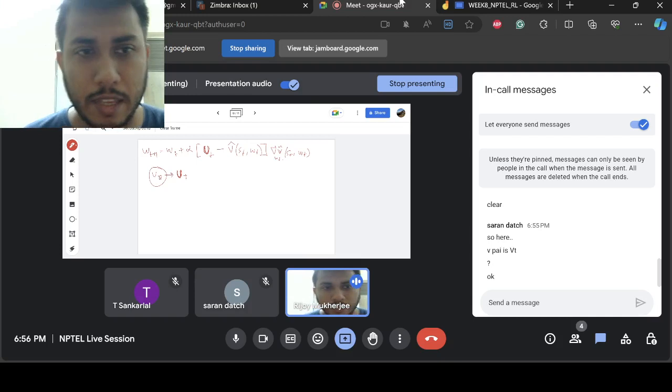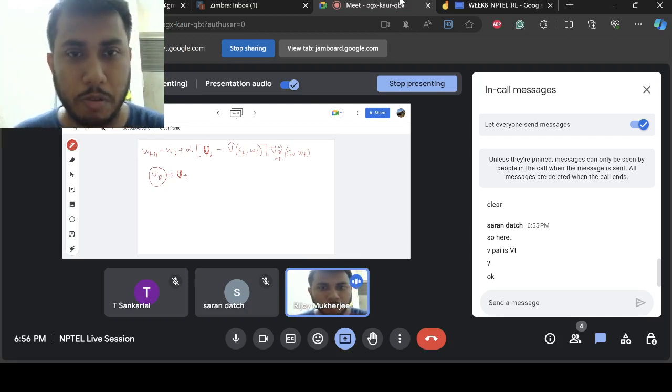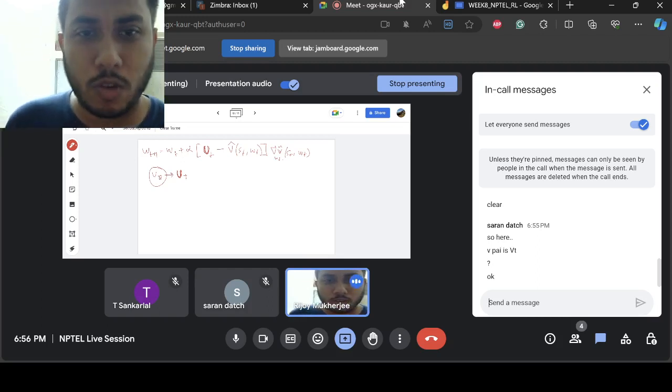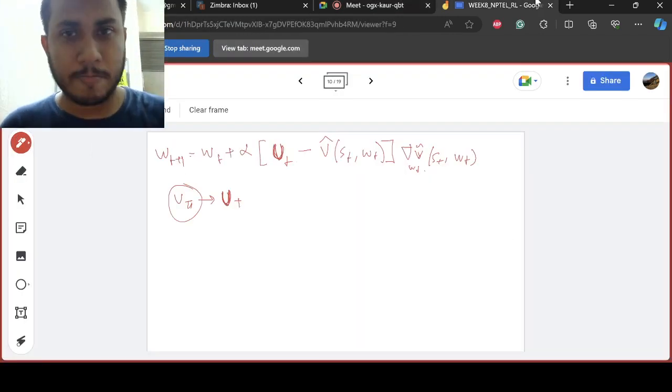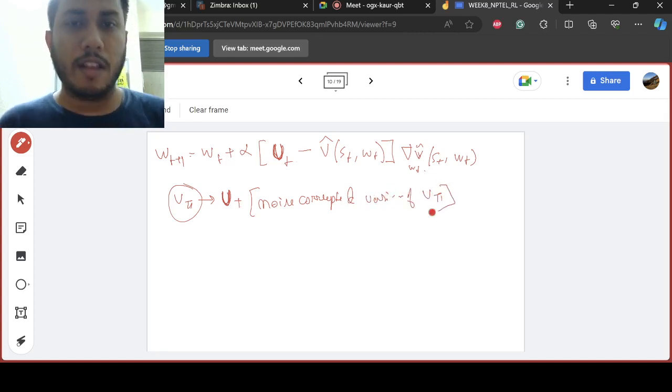So what I'm saying is that v pi is the absolute best. You don't have that when you are trying to compute this. What you have is something called ut, which is, let's say, a noise corrupted version of v pi. We will come to what the typical values of ut can be. Okay, fine.